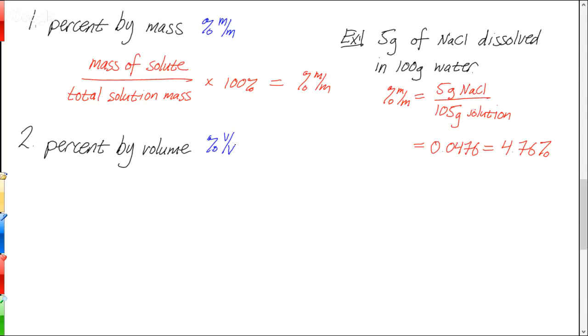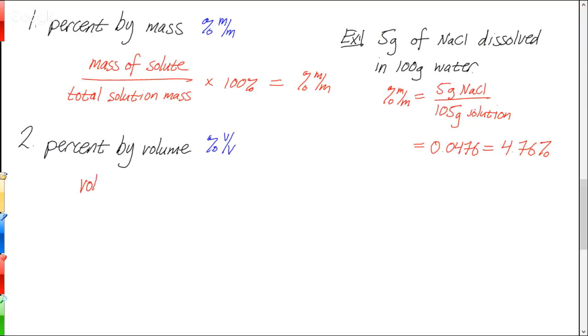And the way we denote that is V over V. So this is useful when you have two liquids that you're making a solution of. Rather than weighing them, you can measure them by volume, and that can be more helpful for whatever your application is. So everything is the same, but we substitute the word mass for solution or for volume.